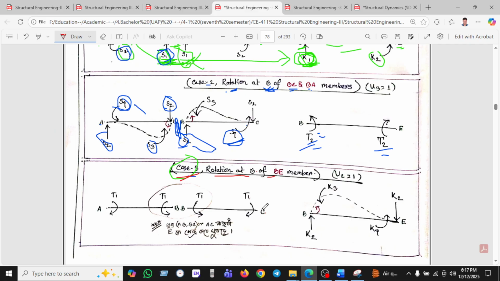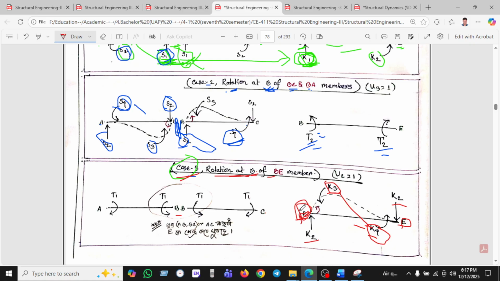So that means when we apply the rotation at BE, and the opposite member, we are just using the rotation of B. So first we have been applying the rotation at BE. So it will be K2 and in the opposite direction K3, and it is K2 and the opposite direction. The far end where the load is applied will be K4. This is K3 and this is K4, because we are applying rotation at B.